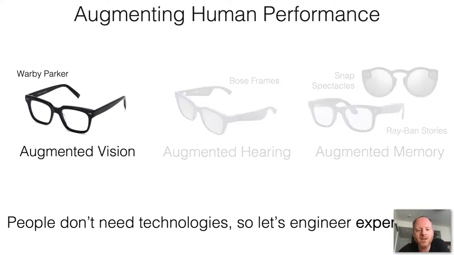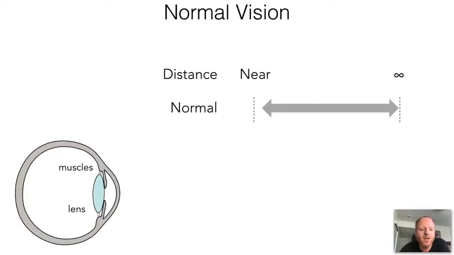I don't want to talk about augmented hearing and memory more, but I want to talk a little bit about augmented vision and eyeglasses because it relates to accommodation and focus, which I already touched upon earlier. And it's something that we can all relate to some extent. So normally we talk about people with normal vision. So what does that actually mean?